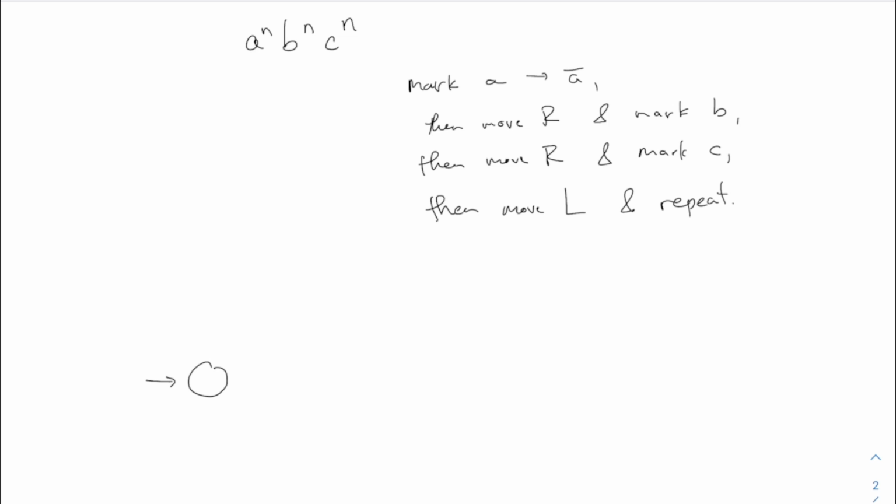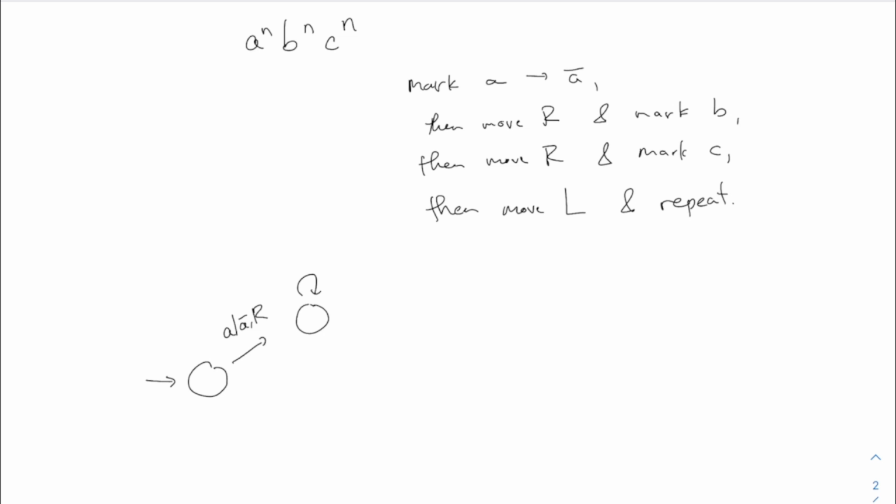So when we begin, the head should be pointed at the first A, which I'm going to mark off. That is to say, turn it into an A bar. And I'll say R there because I want to now begin moving to the right to search for the next B. All right. In this state, I am going to move to the right over and over again. That looks like a looped edge like this.